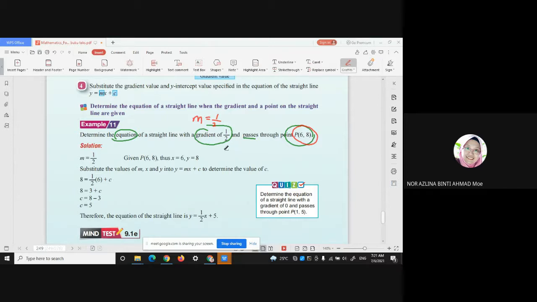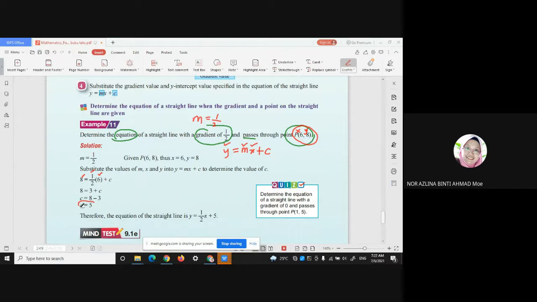So we know the general form y equals mx plus c. So we get the value of m. Now this is x and y, so we get the value of x and the value of y. So we substitute these three pieces of information given into this equation. I substitute y with 8. The gradient is 1 over 2, so this is the gradient. x is 6, so here 6. So 8 equals half multiplied by 6, get 3, so 8 equals 3 plus c. So we get the value of c, 5.